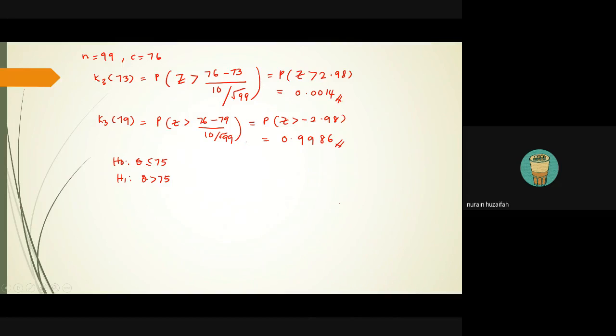When H0 is false, that means your H1 is true. We use theta equals to 79. We have the highest probability, which is 0.99. Okay, so again, but we have a large sample size to do the sampling. We need around 99 observations.